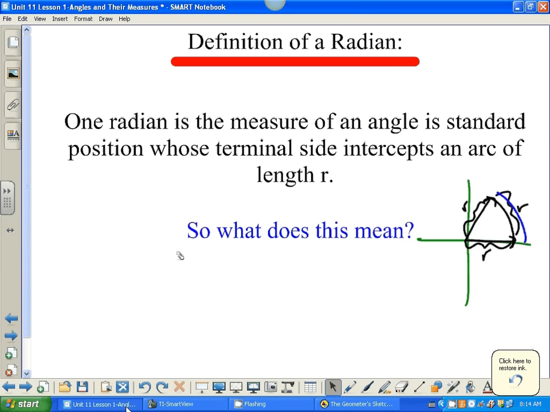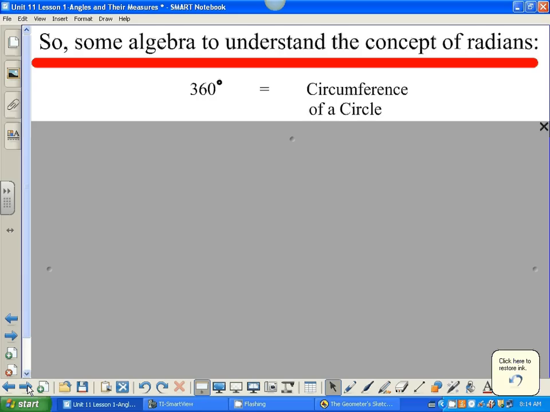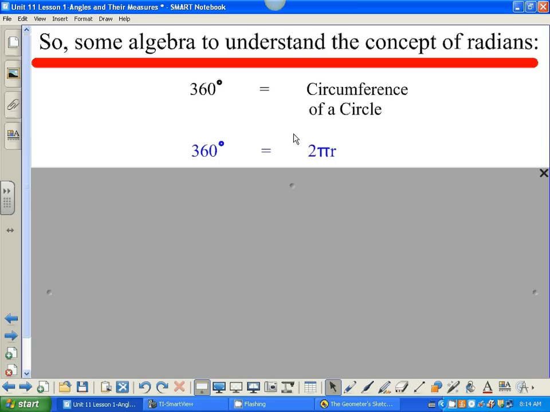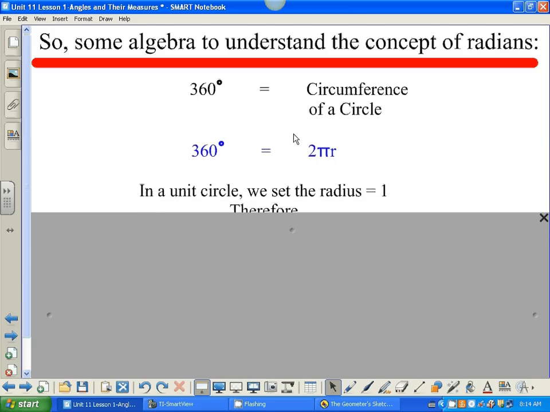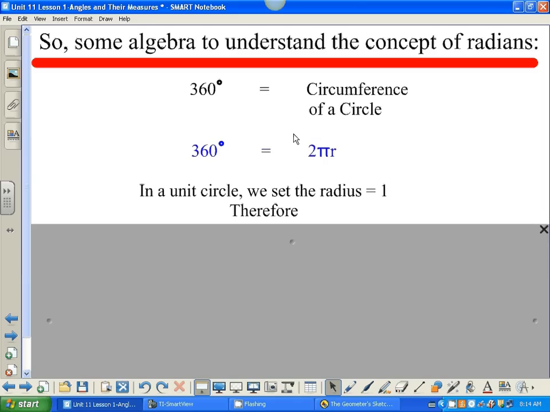Again, feel free to stop and rewind and think. So, isn't 360 degrees equivalent to the entire circumference of a circle? All right, the equation for the circumference of a circle, or the expression, is 2 pi times the radius. All right, we are going to be heading towards the unit circle.